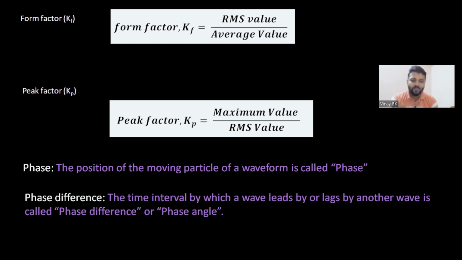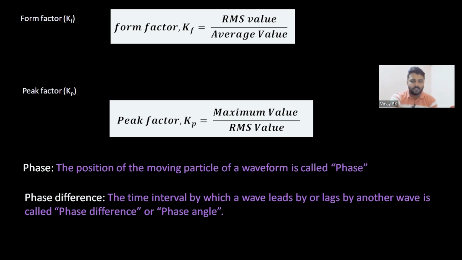In a waveform, the position of the moving particle of the waveform is called phase. Similarly, the phase difference is the time interval by which a wave leads or lags another wave. One more name for it is phase angle.